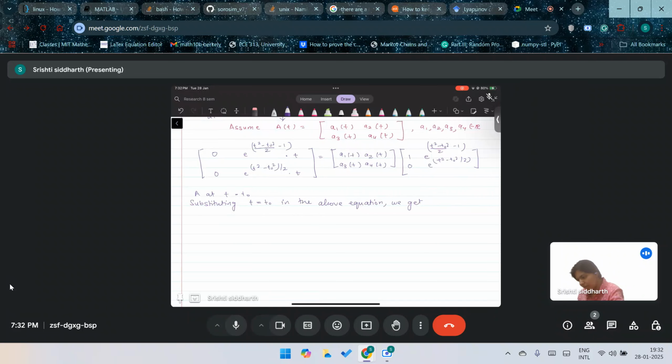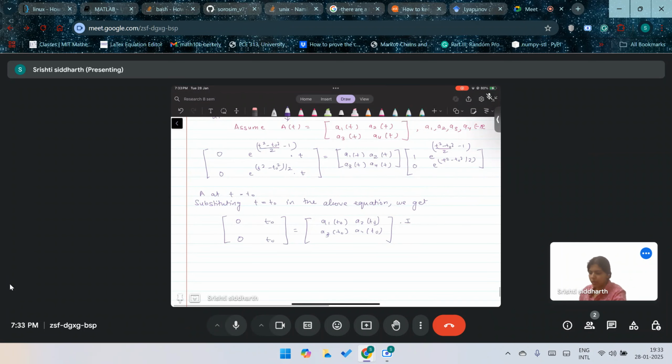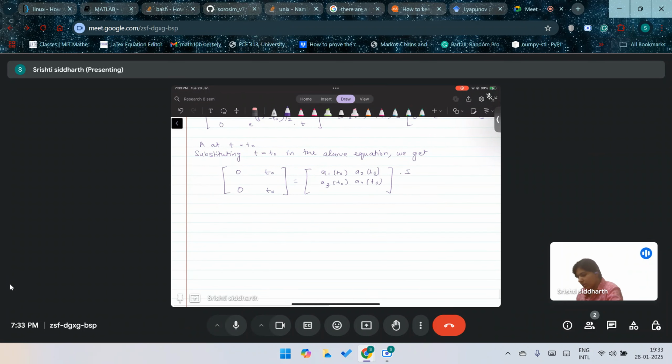So what do we get? We have 0, 0, and then this is just t naught, and again t naught. So the matrix A looks like A3 and A4. And since this is a state transition matrix, this is simply identity. So this is actually equal to A times t naught.